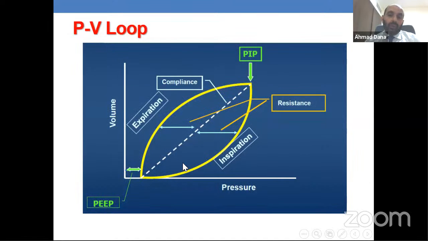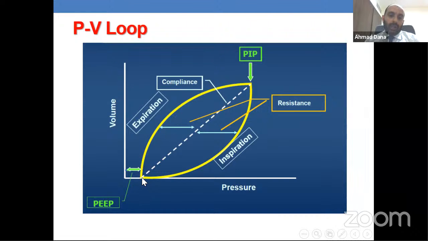So now we have finished with the waveforms. We will go to the loops. Again, I'm trying to give the basics initially, then we will go to the examples and the clinical application. So the loop, as we said, has three variables: the pressure, the volume, and the flow. If you join the pressure, in the X, to the volume, in the Y, you get a loop.